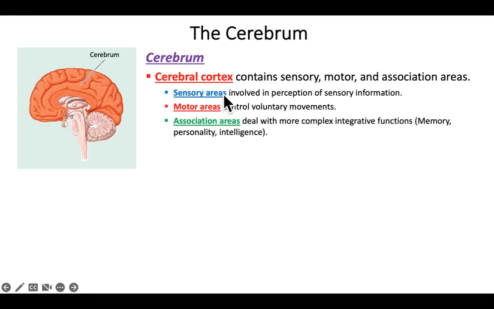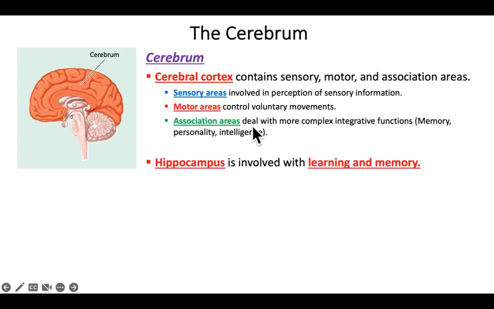So again, sensory areas are involved in the perception of sensory information. Could be touch, pain, temperature, vision, hearing, taste, smell. Those are sensory areas. Motor areas control voluntary movements. And then association areas deal with more complex integrative functions. So these are the areas that use memory, personality, and intelligence to make a lot of our decisions.